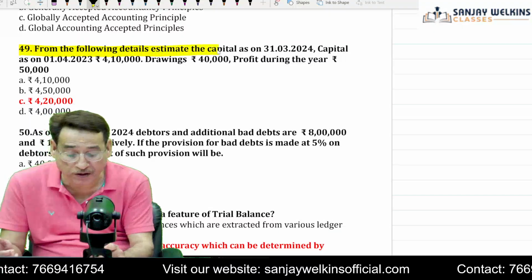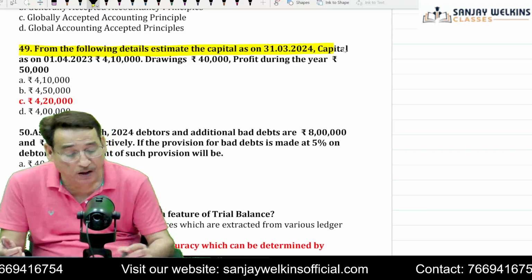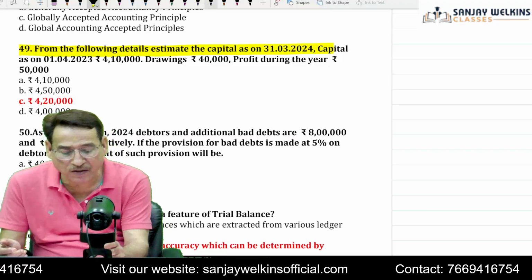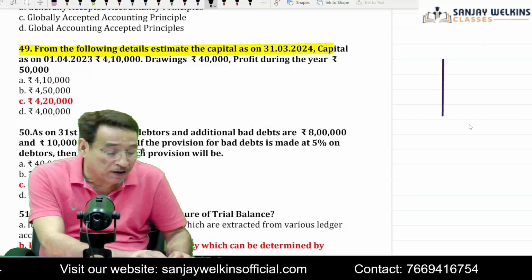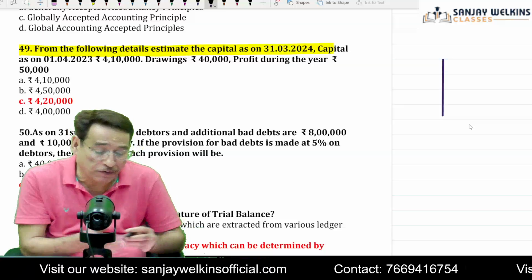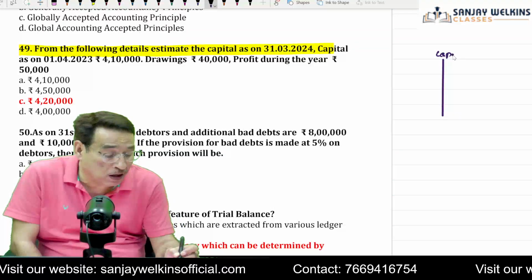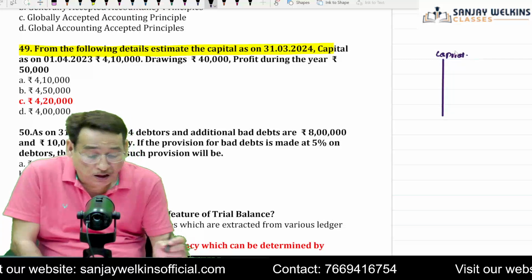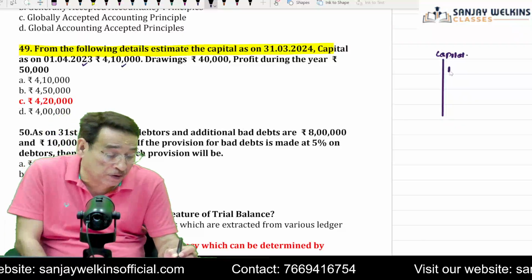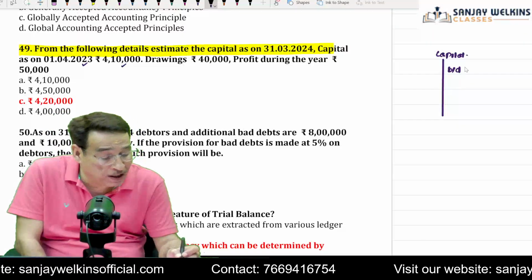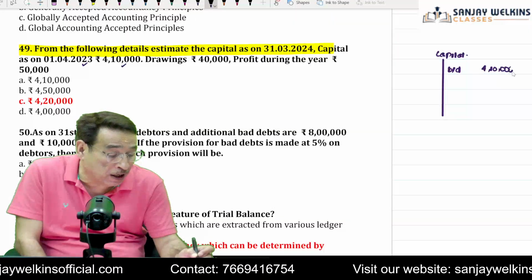49. From the following detail, estimate the capital as on 31st of 3/2024. Generally, if such questions are asked, my advice to you is to prepare a capital account quickly, correct? So that within a flick of a second, you can get the answer. This is your capital account. Here it is written that on 1/4/2023, balance in capital account, this is the balance brought down, 4,10,000. In the beginning of the year, you have capital of 4,10,000.